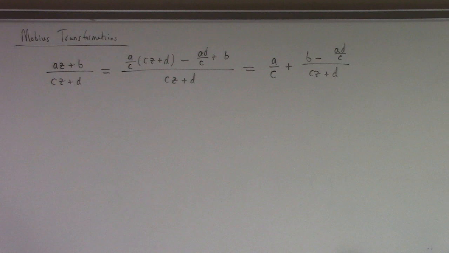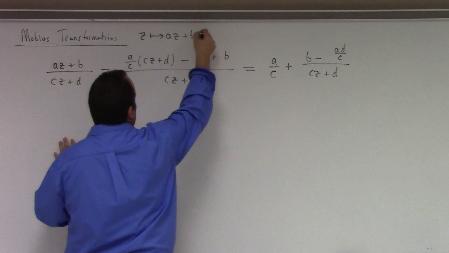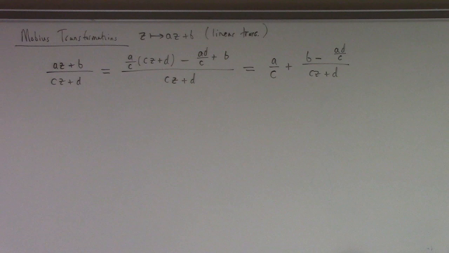Now, first of all, notice that z maps to az plus b is a linear transformation in the sense of complex geometry, not in the sense of your Math 321 course. In Math 321, this is an affine transformation, is it not? If b is non-zero. Just saying. Because linear transformations map 0 to 0.